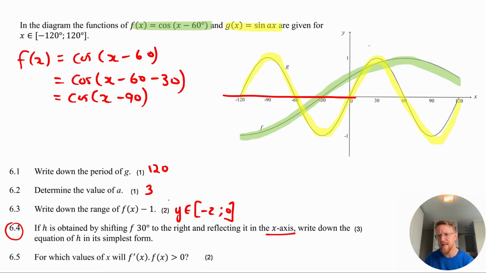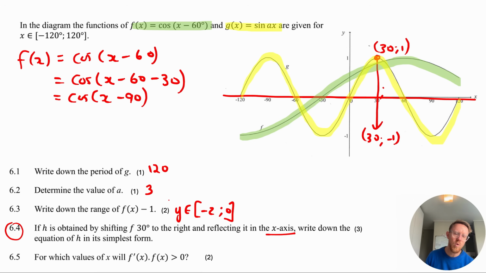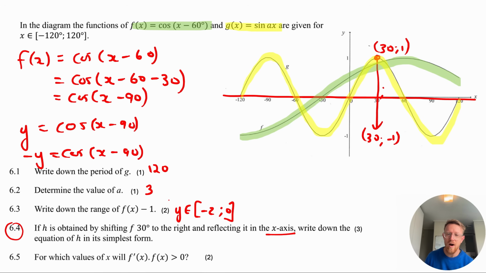Here's the x-axis, and whenever you reflect something in the x-axis, the y value flips. So if, for example, we had a point up here at (30; 1), when you flip it in the x-axis, it'll go to (30; -1). So all of the y values will become the negative. So if we have this at the moment, and then we put a negative in front of the y's, and then we get y alone again, then that negative is going to end up going there. Okay, so this is what we now have.